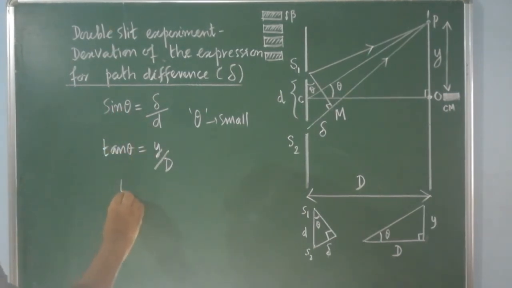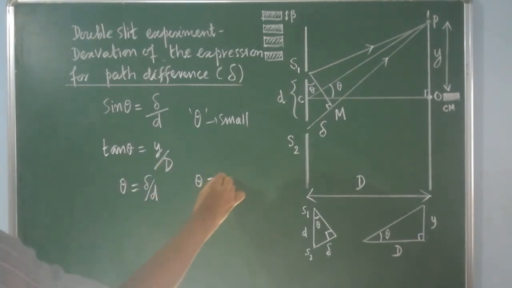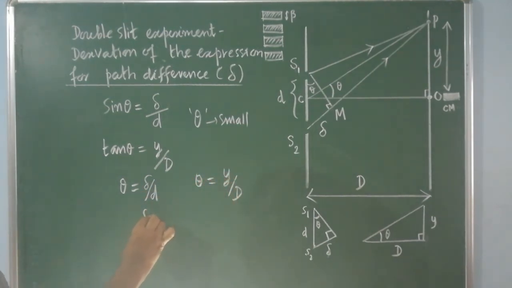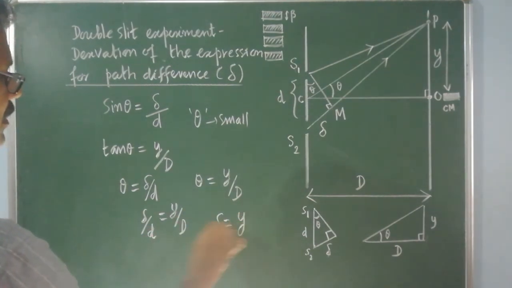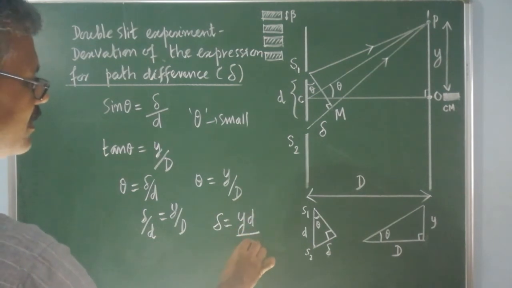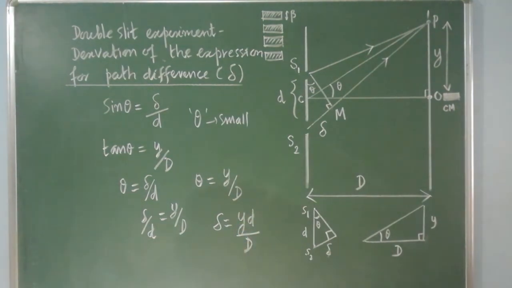From the first equation, we can write theta is equal to delta divided by d. From the second equation, we get theta is equal to y by D. Now these two equations can be equated: delta divided by d and y divided by D. Are you clear? From this expression, we are able to get the expression for path difference. So delta is equal to, cross multiplying, y d divided by D. So this is the expression for what?